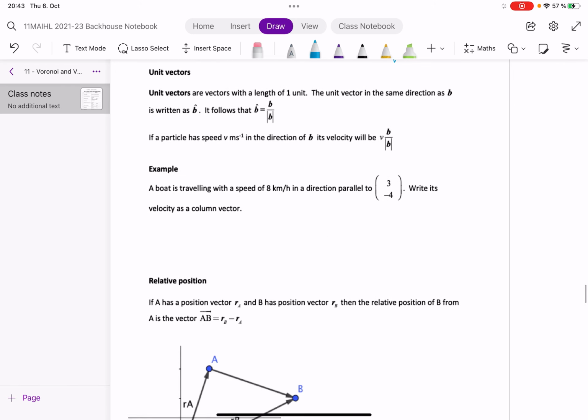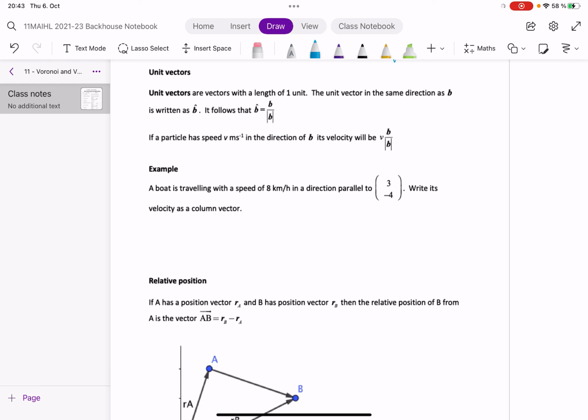So we're going to take a little look now at unit vectors and speed and velocity, and just have a little think about how these all relate. So, first of all, we need to define what a unit vector is. A unit vector is a vector that has a length of 1 unit. It's very much in the name there, isn't it? And a unit vector in the same direction as vector B is written as B with this caret symbol on top.